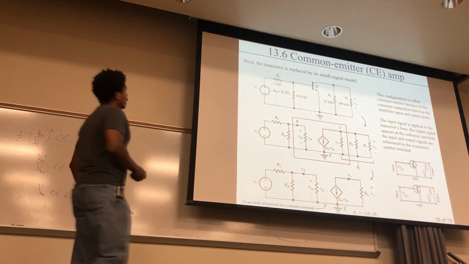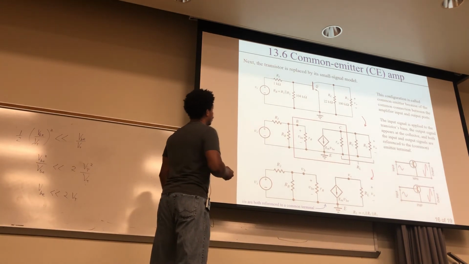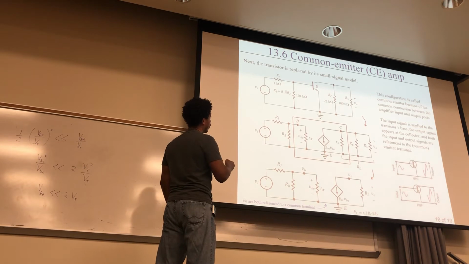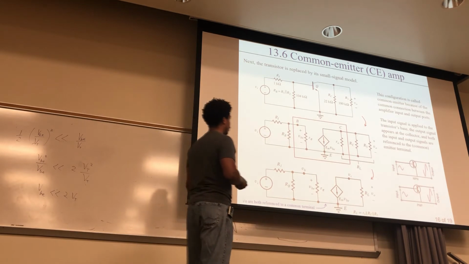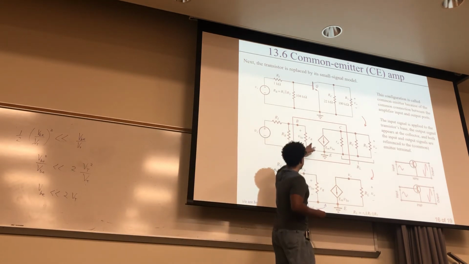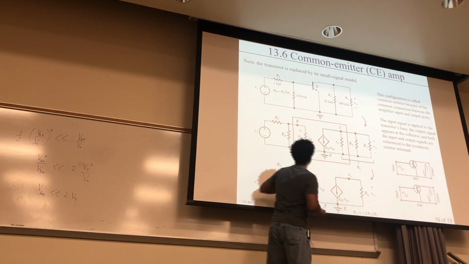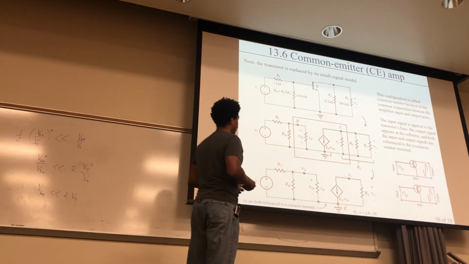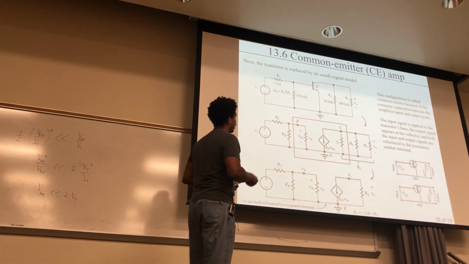All right, so the next thing to do is replace it with the small signal model, right? So here's what we left off with right here. And so we take this piece right here and replace it with our small signal model. So this is going to be the hybrid pi model right here. Okay, so it's hybrid pi because we don't have that voltage controlled current source right there. We took that off because it was negligible, right? So that's what's going on here.